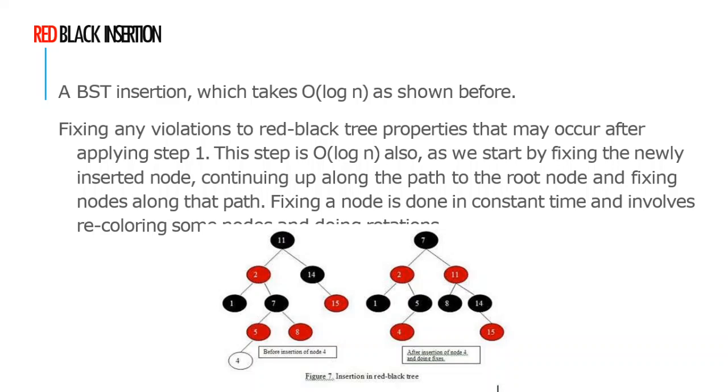Yes, correct. 2, 1, 7, 5, 8, and 4. 4, which is a new element now, becomes red. Yes, correct. As you can see on the right side, this is fixed now. The root is black, the children of root are red, the children of the red are now black, and the children of black are now red. And this is well balanced now, and it completes all the properties of red and black insertion.